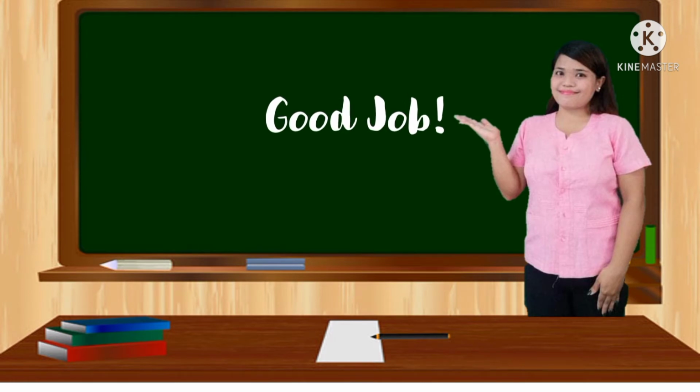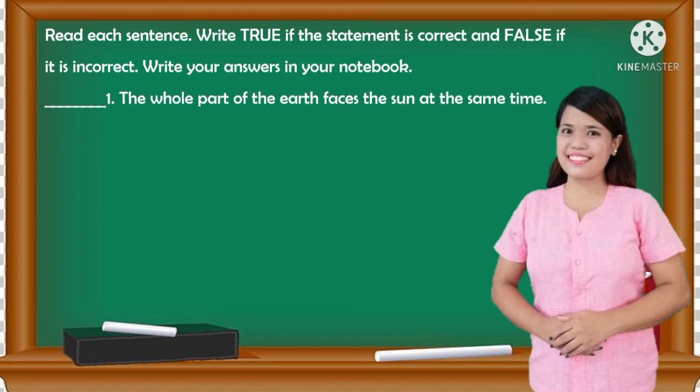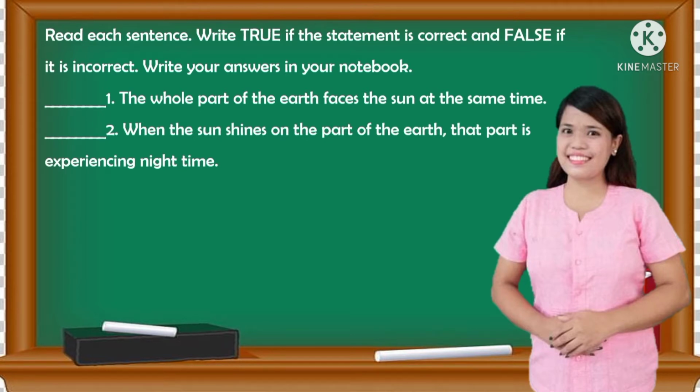Now let us have another activity. Read each sentence. Write true if the statement is correct and false if it is incorrect. Write your answers in your notebook. 1. The whole part of the Earth faces the Sun at the same time. True or false? 2. When the sun shines on the part of the Earth, that part is experiencing nighttime.